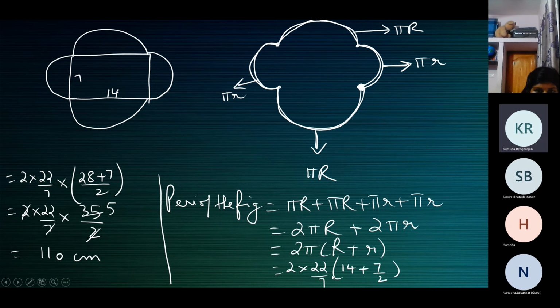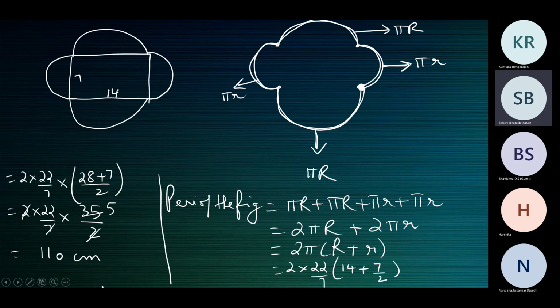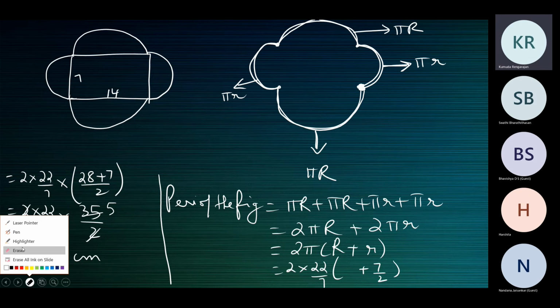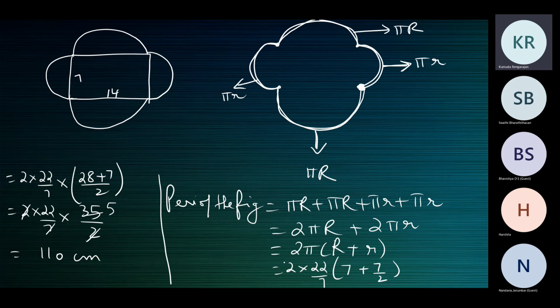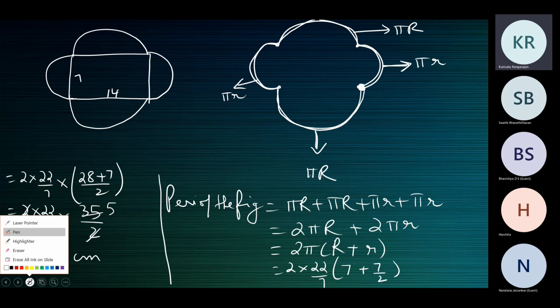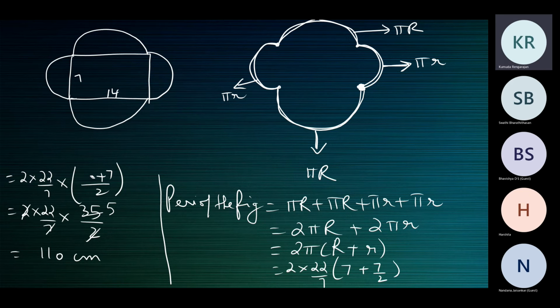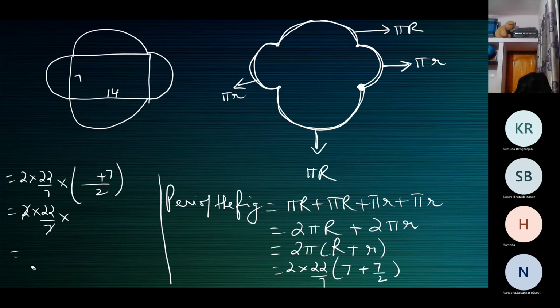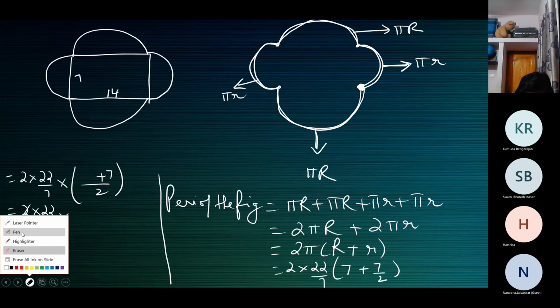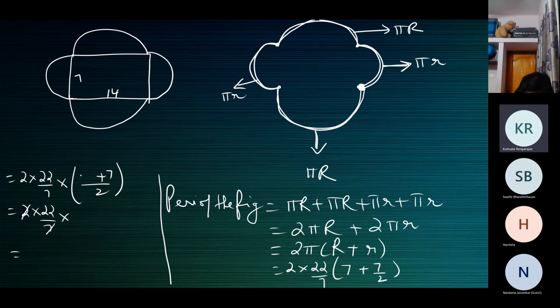Oh, this one is 7, children. Oh my God, I wrote 14. I got 66 centimeters, ma'am. Sorry, I made a mistake. This is not 14. This one is 7. Very sorry. 7 and 7 by 2 is correct, but that's 7. So it will be 14 here. So it will be 7 2s are 14 plus 7. So it will be 21 by 2. 2 and 2 will get cancelled.